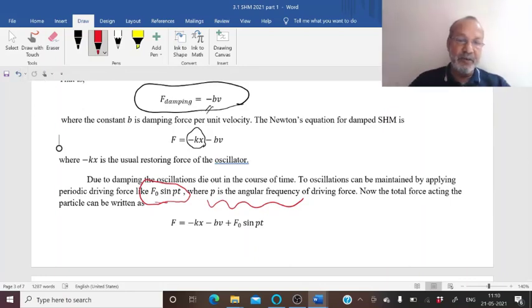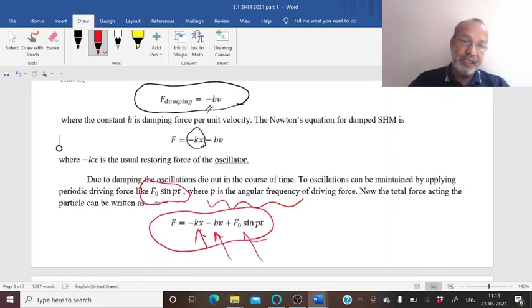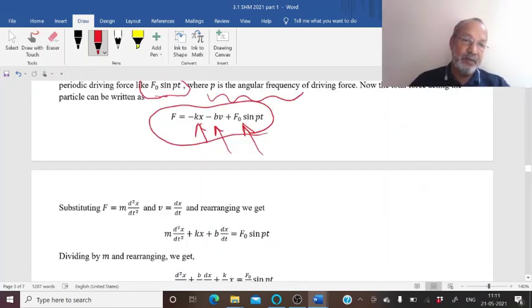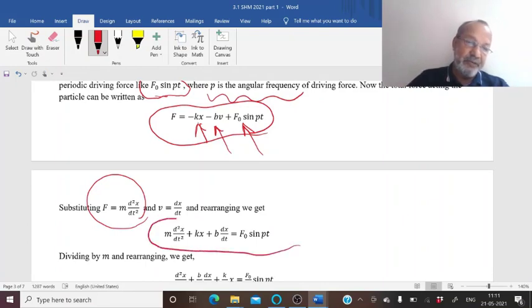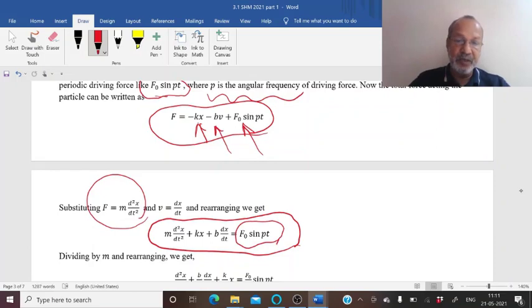So the total force acting on the particle will be this: this is the force due to SHM, this is the damping force, this is the driving force. Now we can substitute Newton's equation F equals ma and rearrange this equation. Then we will get a second order differential equation with constant coefficients, and that is inhomogeneous. It is inhomogeneous because the right hand side is not 0. We have the forcing term on the right hand side which depends upon the time t.